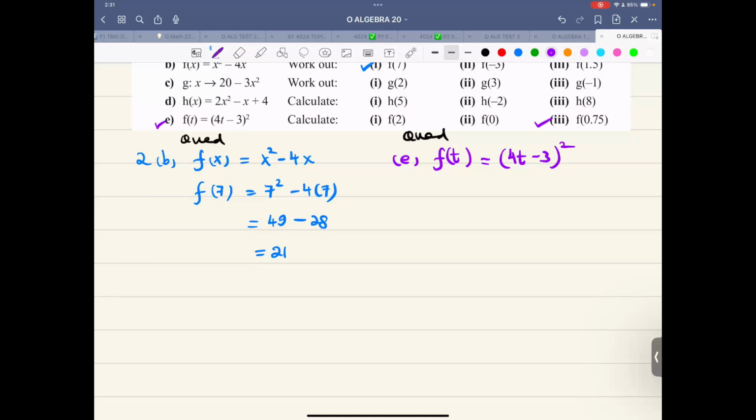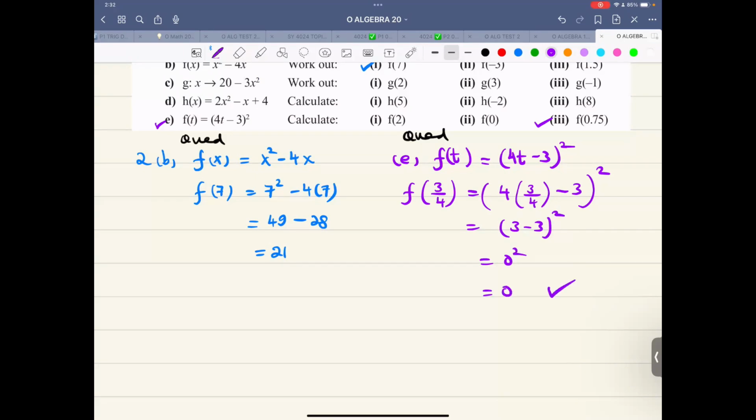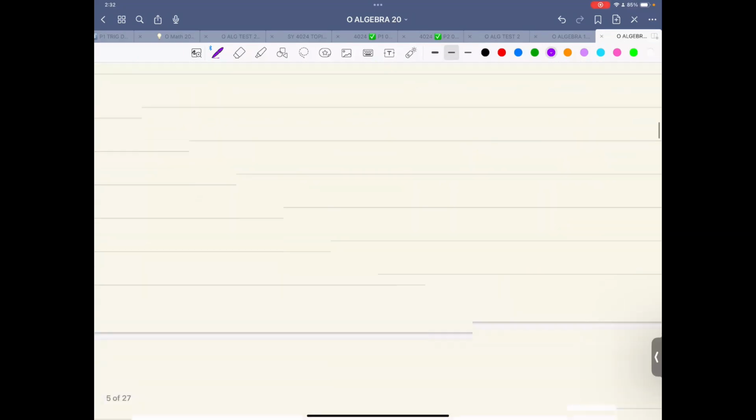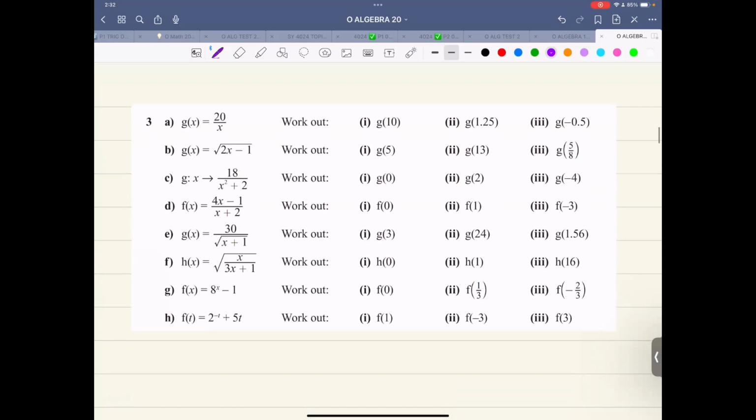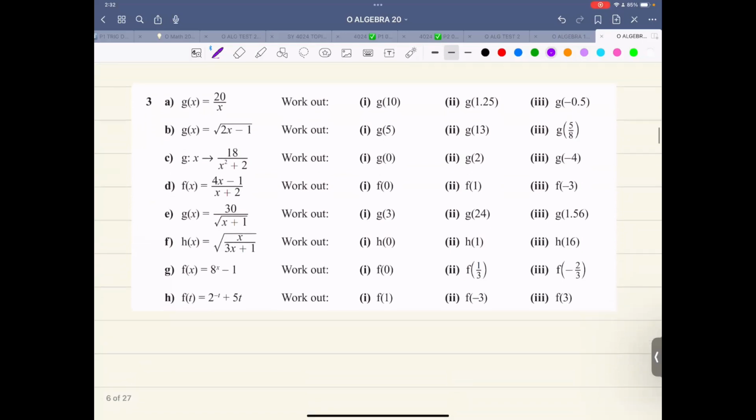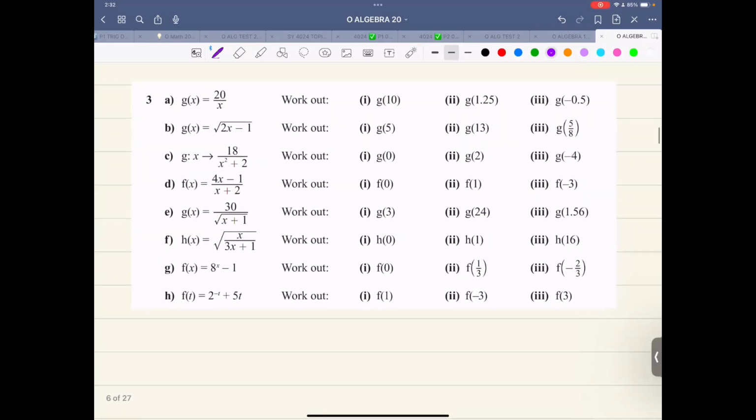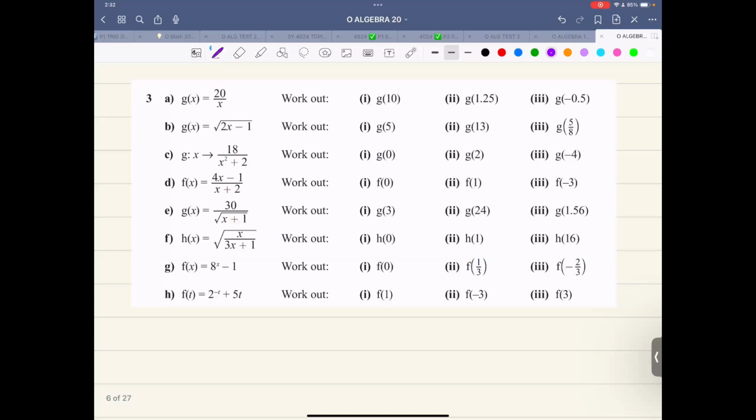Let me plug in 0.75. So if I evaluate f of 3/4, that is (4 into 3/4 minus 3) whole square. The 4 cancels out. 3 minus 3 whole square, which is 0 square, which comes out to be 0. It's a pretty basic question. So now let me explain this one.